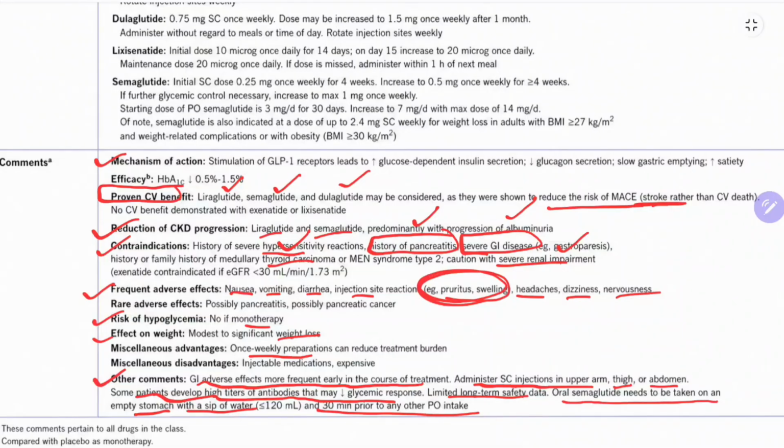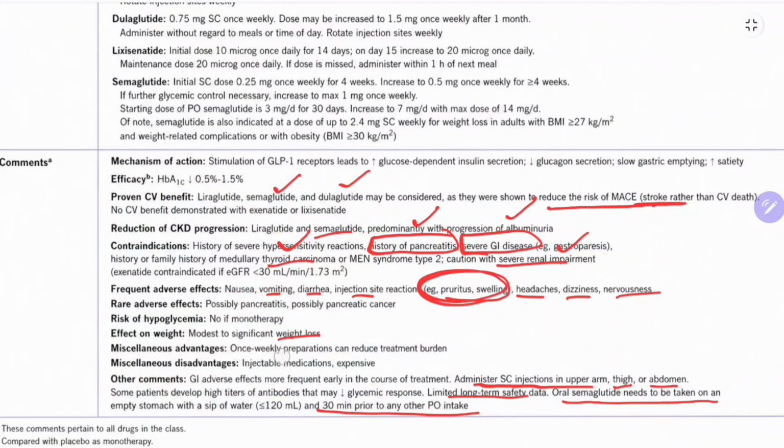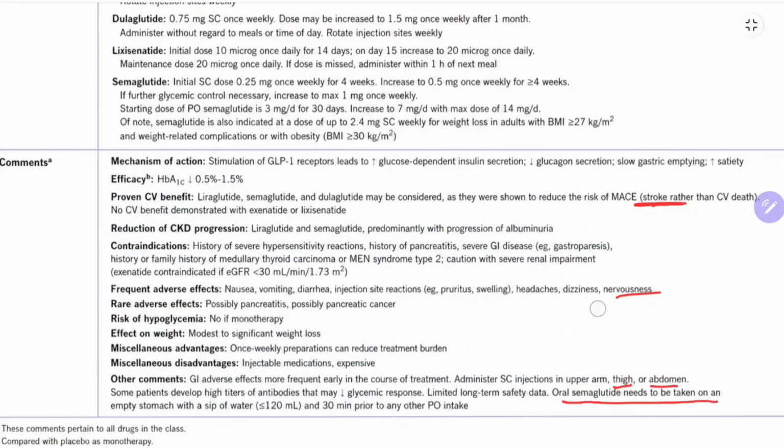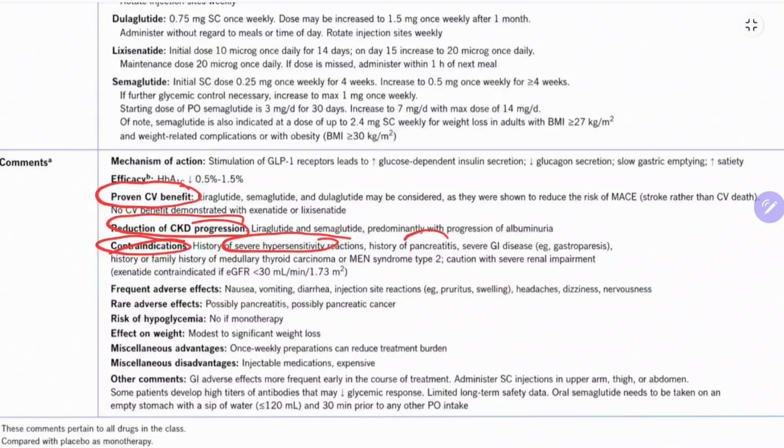Oral semaglutide, so that is 3, 7 and 14 mg. Okay. So what to remember here? Important things to remember here are they have proven CV and CKD benefit, and contraindications you should remember. Hypersensitivity reaction is very common with this. Pancreatitis, thyroid, GI and severe renal impairment. These 4 to 5 things, and the frequent adverse effects, you should remember.